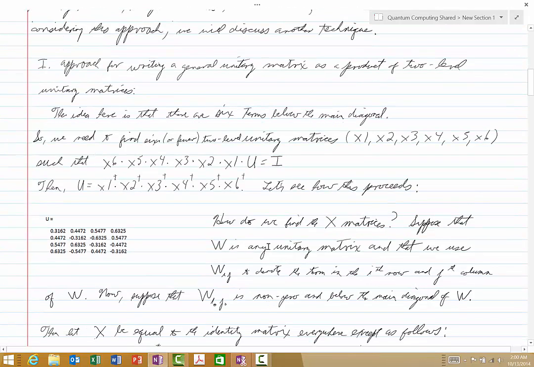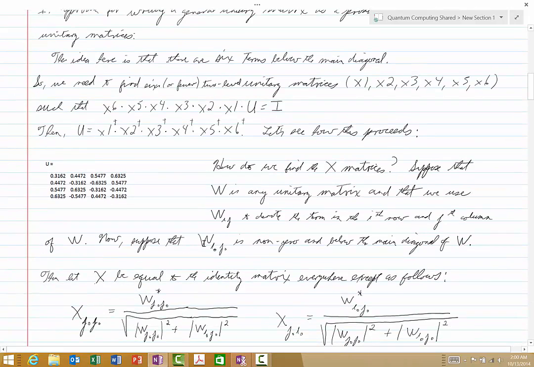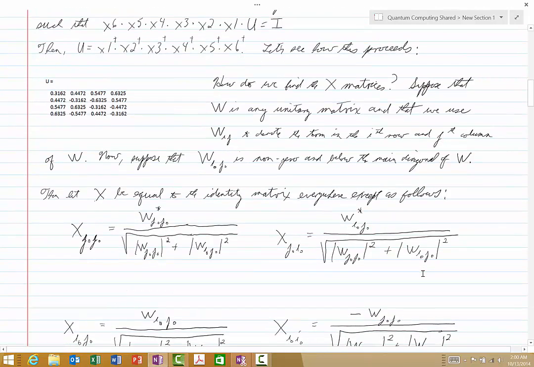Suppose that W is a unitary matrix, so W is like U here, and that we use Wij to denote the term in the ith row and jth column of W. Now suppose that Wi0 J0 is non-zero and below the main diagonal of W. Then let X be equal to the identity matrix everywhere except as follows. So all of X will be the identity matrix except for in these four terms.